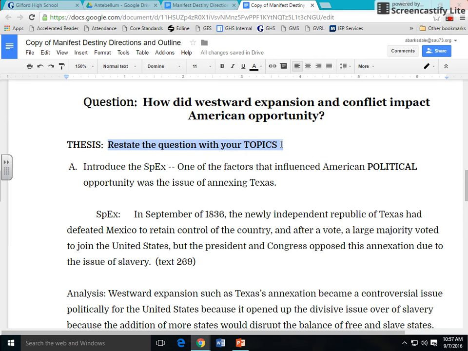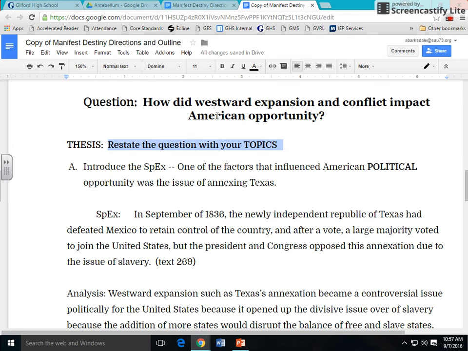So, for instance, you could say westward expansion and conflict impacted American opportunity through the actions and events of the Mexican American War, Manifest Destiny, and the annexation of Texas. And that will give the reader the idea of the topics that you're going to talk about and what ideas you're going to support as you move forward.